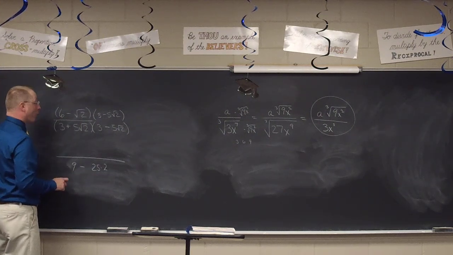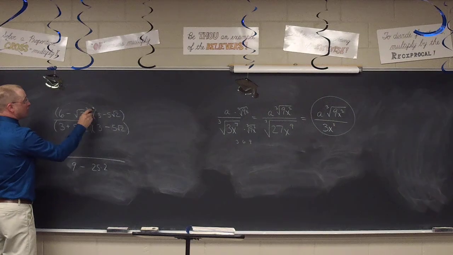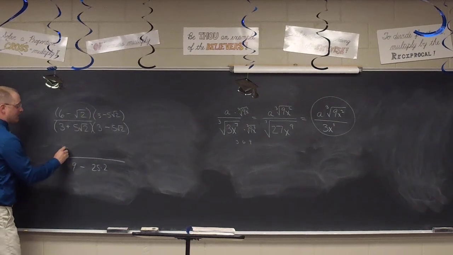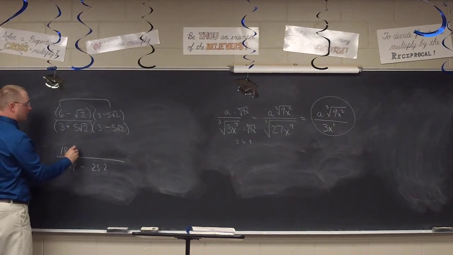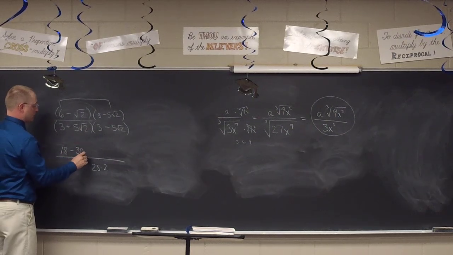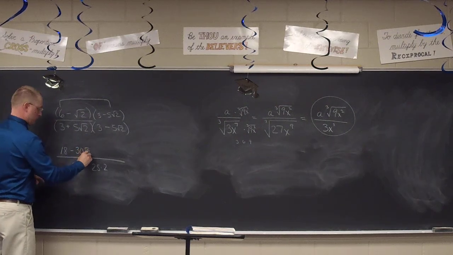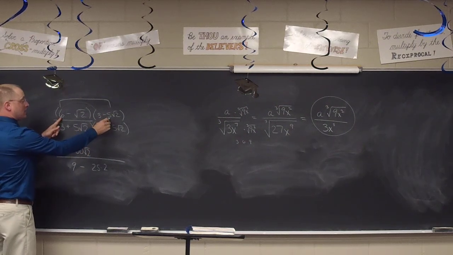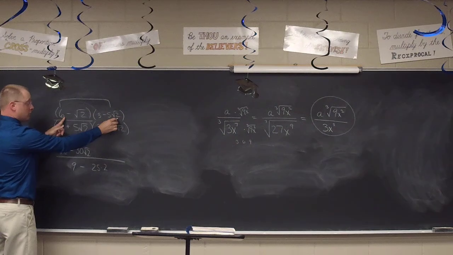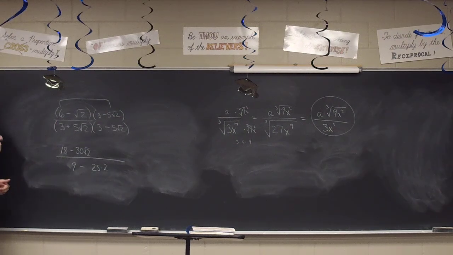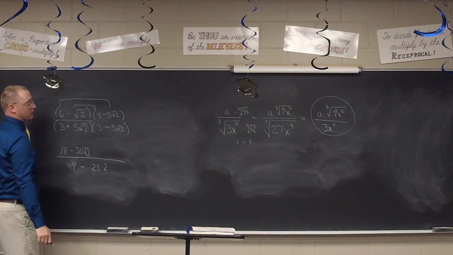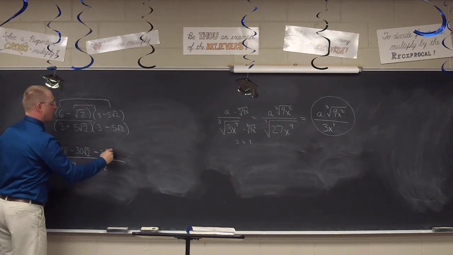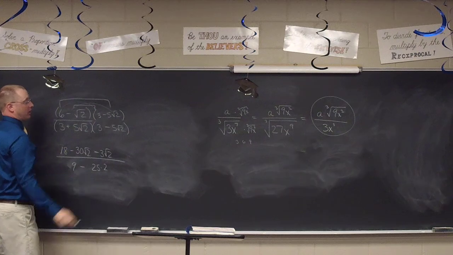You're foiling. I'm foiling. So when I multiply the first, I get 18. When I multiply the outer, I get negative 30 times the square root of 2. Then when I multiply the inner, Lana, what do I get? Negative 3 times the square root of 2. And then when I multiply the last together, Lana.